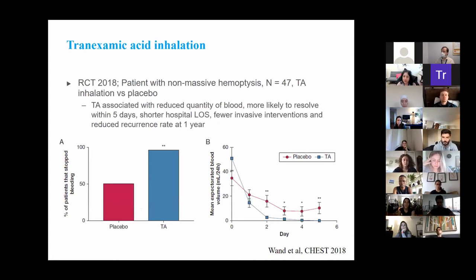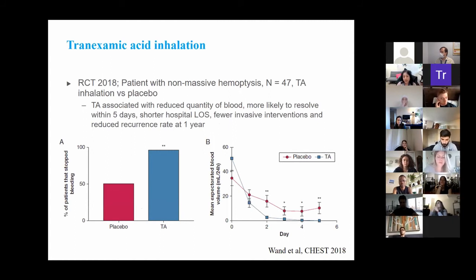TXA inhalation, I think, is a really interesting new area that we've seen a lot of benefit in small studies. There's really just one RCT from a few years ago. It was done in patients that actually had non-massive hemoptysis, but our patient at the moment with 3 tablespoons of blood might meet that criteria and would have been included. So it's a small N, 47 patients, and they got TXA inhalation versus placebo. And you can see here that 100% of the patients stopped bleeding with TXA versus only 50% with placebo that were self-limited.